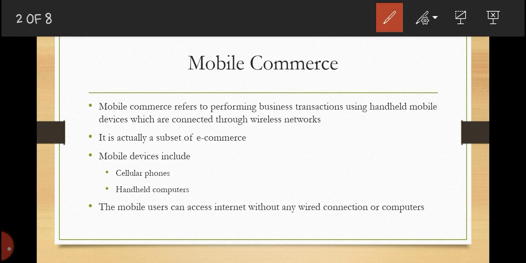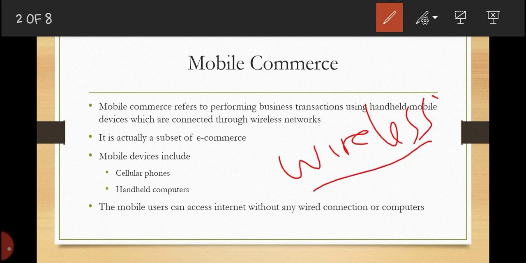Mobile commerce refers to electronic commerce that is conducted in a wireless environment over the internet. So the point here is wireless environment. That means performing business transactions using handheld mobile devices, which are connected through wireless networks. The fact is, mobile commerce is a subset of electronic commerce.